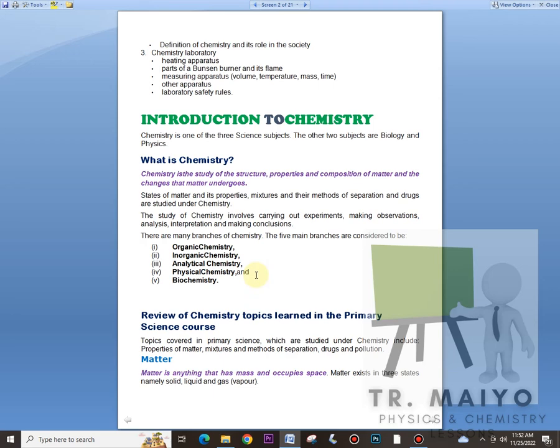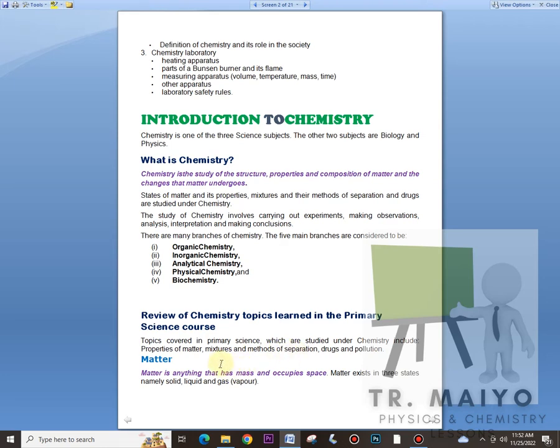Let us review some of the chemistry topics that we learned in primary science course. We are going to check one by one, don't worry. Topics covered in primary science which are studied under chemistry include properties of matter, mixtures, and methods of separation, drugs, and pollution. So let's start with matter.